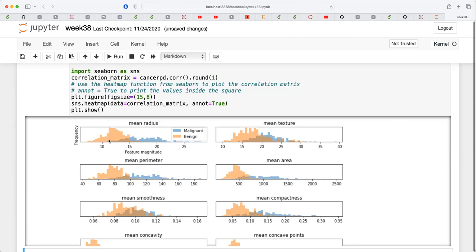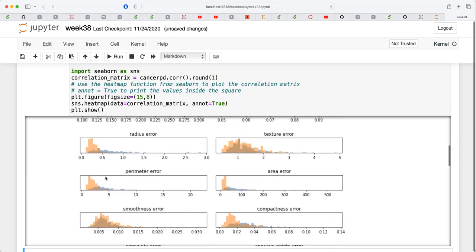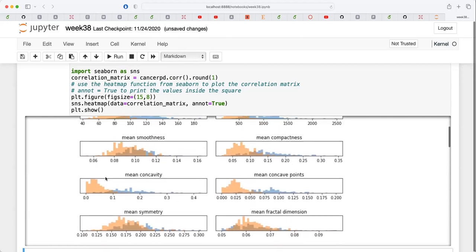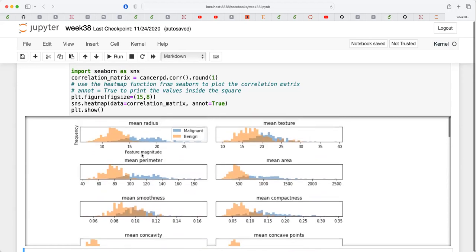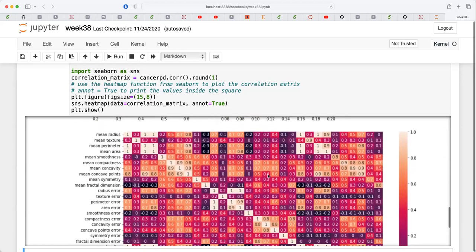So this is one of these examples which contain a lot of this. You can see here you have the perimeter error. And you would typically say, since we know that the perimeter is proportional to the radius and the area is also proportional to the radius, you would expect, if you now calculate the correlation matrix, that these would be correlated, right? And if you then look at the correlation matrix, this is a little bit dense, right?